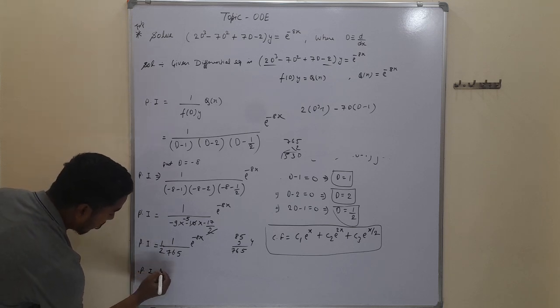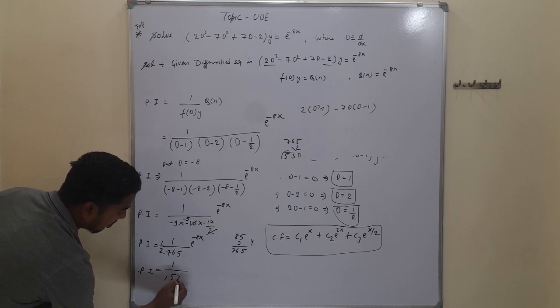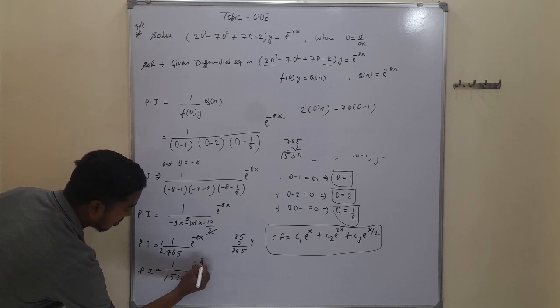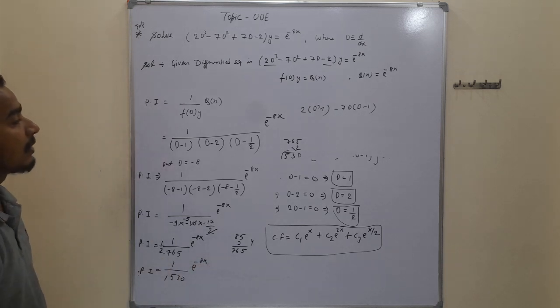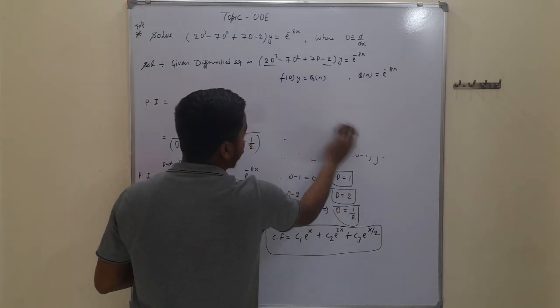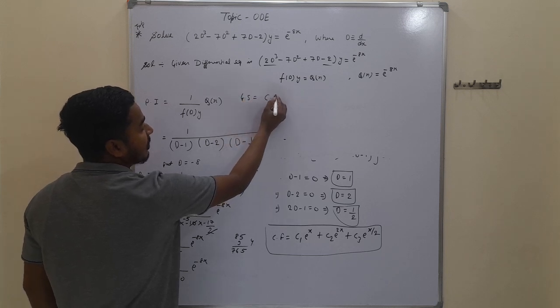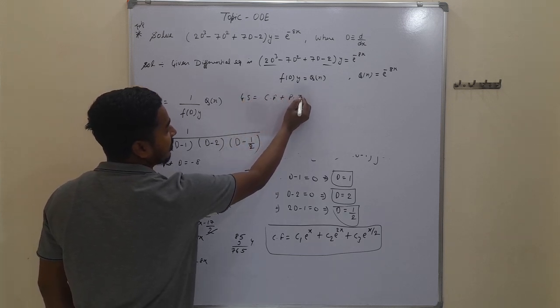This is 1 upon 1530 e to the power of minus 8x. And we have to write the general solution. The general solution is given by the complementary function plus the particular integral.